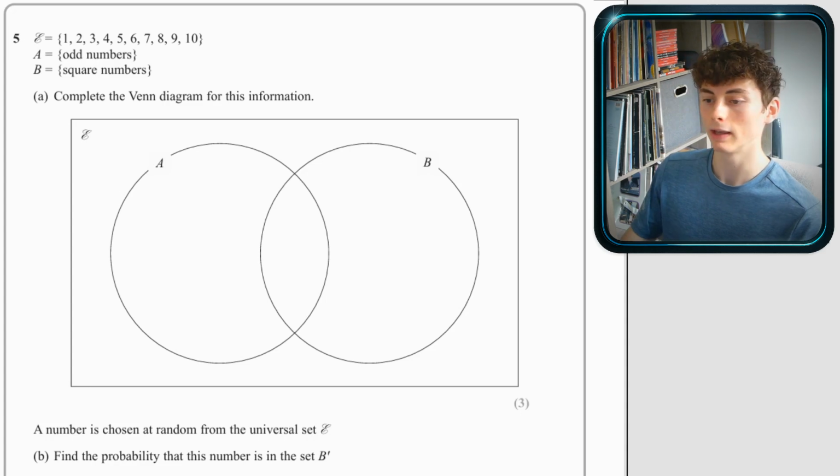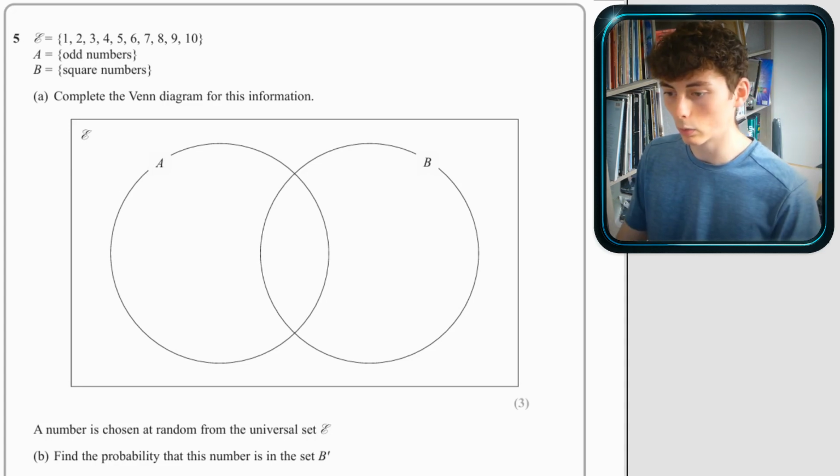So we'll start with 1. Is 1 an odd number? Yes. Is 1 a square number? It is actually, because 1 times 1. Okay, so 1 will go in the middle because it's an odd number and a square number, interestingly.